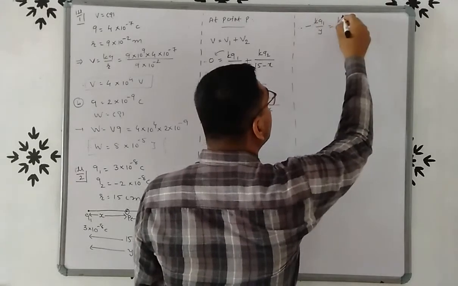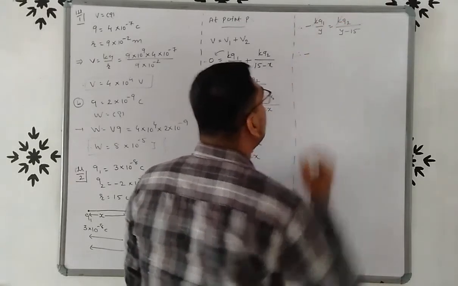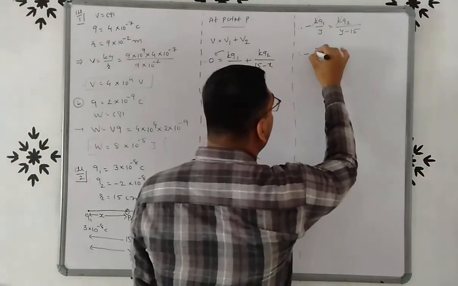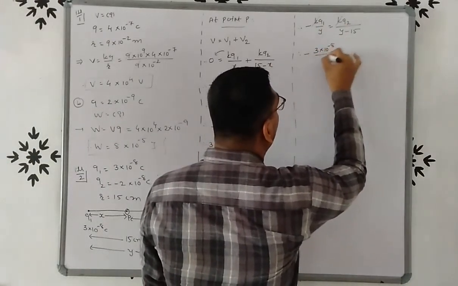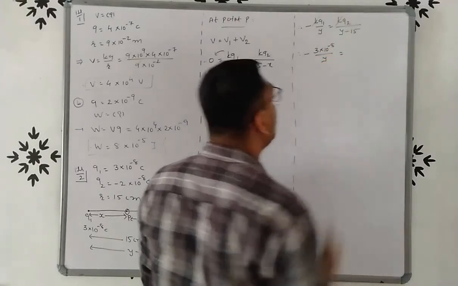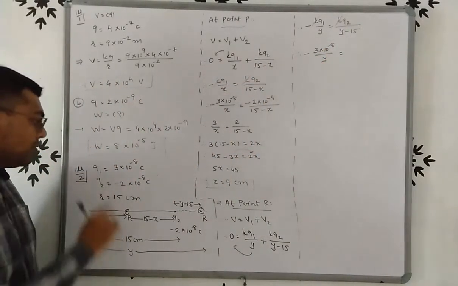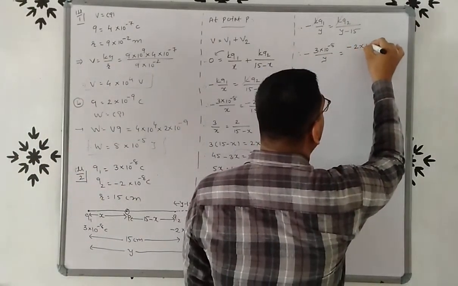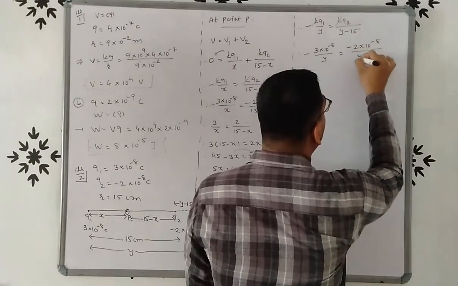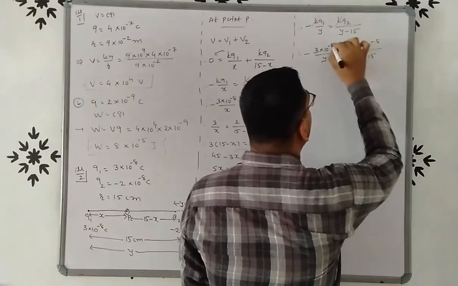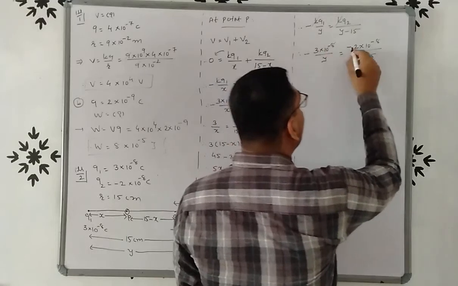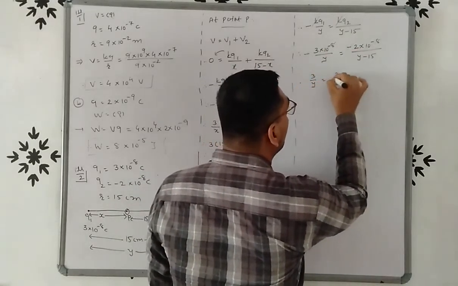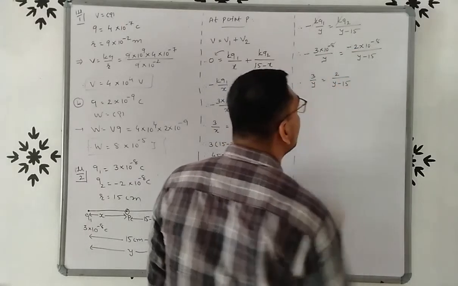So here K cancels. So minus, we know the value of Q1, that is 3 into 10 raised to minus 8 upon y is equal to value of Q2. So Q2 minus 2 into 10 raised to minus 8 upon y minus 15. So here 10 raised to minus 8 cancels, negative sign cancels. So 3 upon y is equal to 2 upon y minus 15.